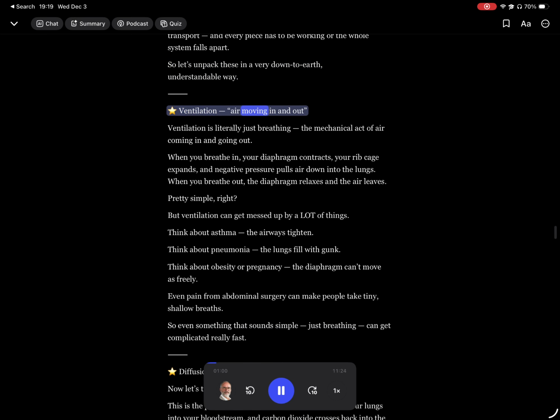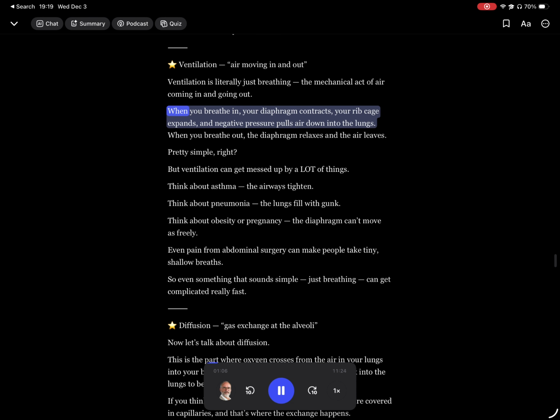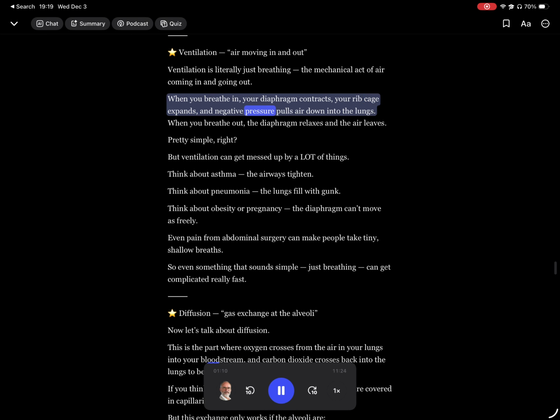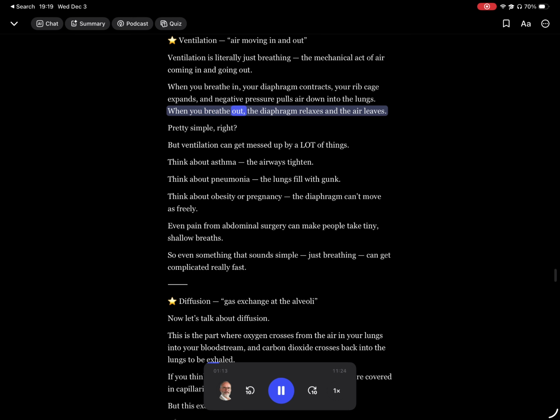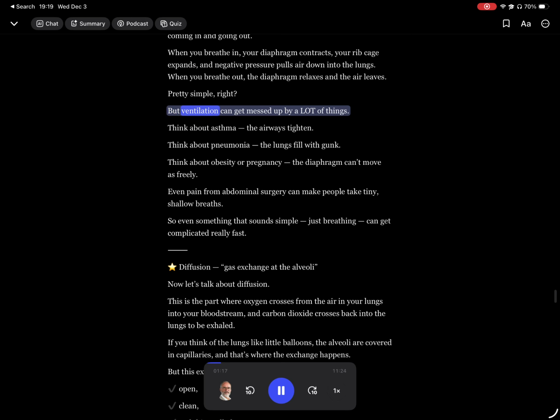Ventilation, air moving in and out. Ventilation is literally just breathing, the mechanical act of air coming in and going out. When you breathe in, your diaphragm contracts, your ribcage expands, and negative pressure pulls air down into the lungs. When you breathe out, the diaphragm relaxes and the air leaves. Pretty simple, right? But ventilation can get messed up by a lot of things.